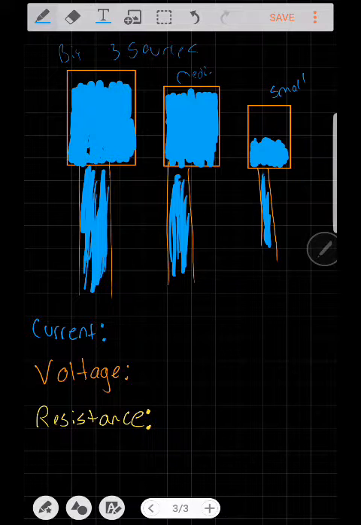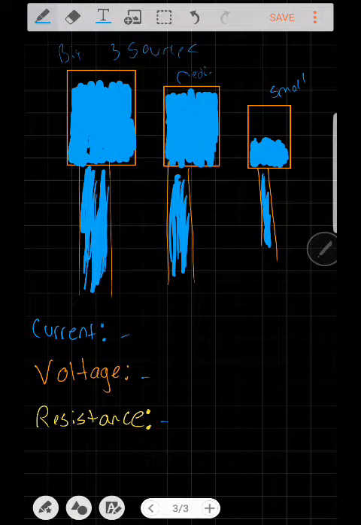Electricity involves three main ideas. We'll be looking at three main ideas, and they are current, voltage, and resistance. In order to understand their relationship, we're going to look at these big, medium, and small water sources and installations to examine how these three things are related. The first one is current.